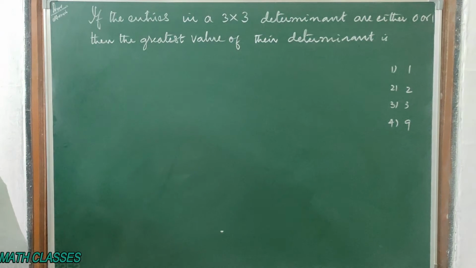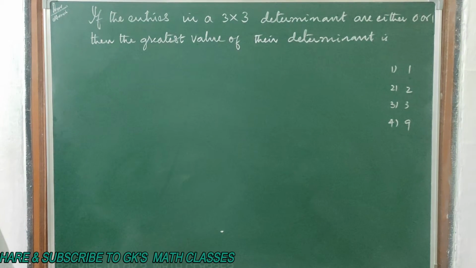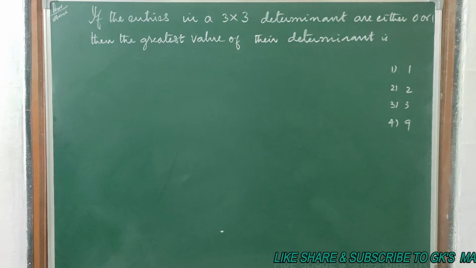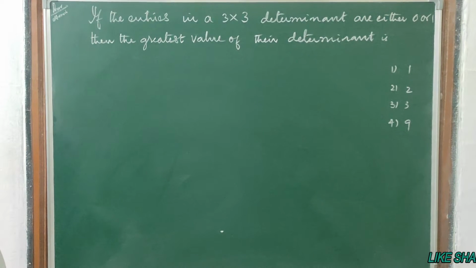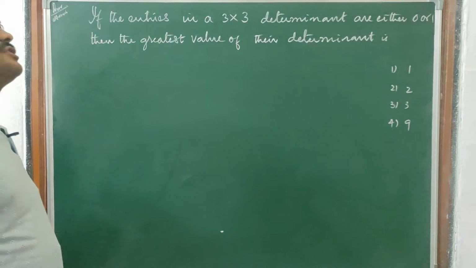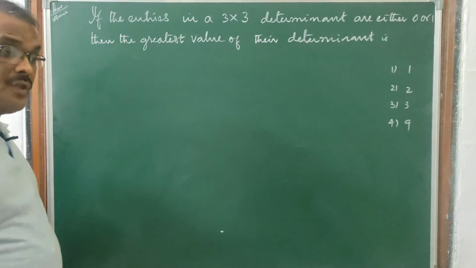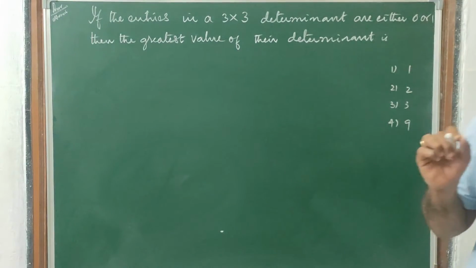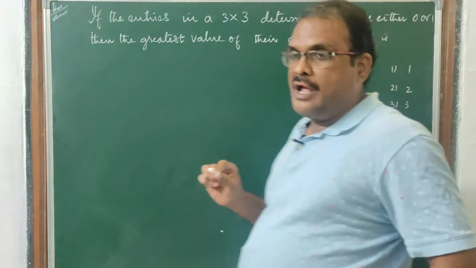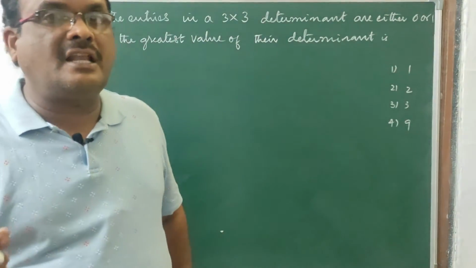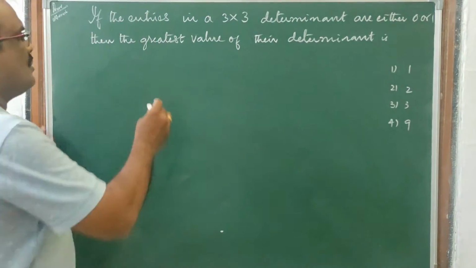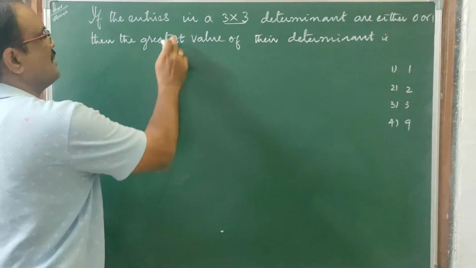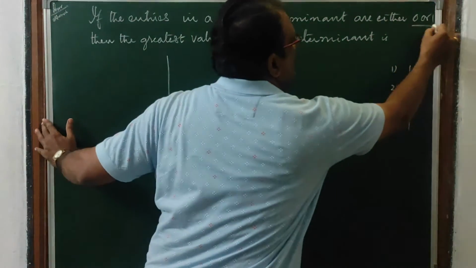If the entries in a 3 by 3 determinant are either 0 or 1, then the greatest value of the determinant is. How do we get the greatest value? It means put the least values in the principal diagonal and the highest values in other places. So if you take, this is the principal diagonal because it is a 3 by 3 matrix. The entries are 0 and 1.